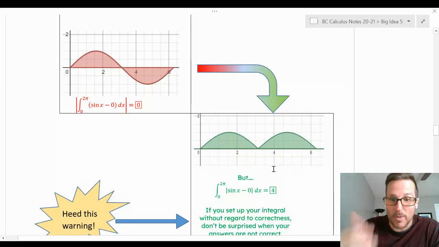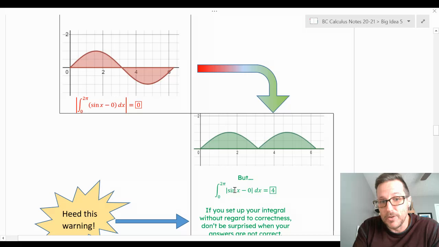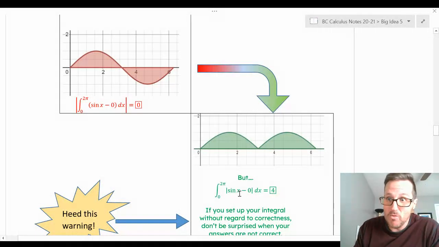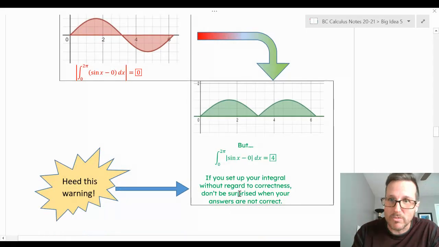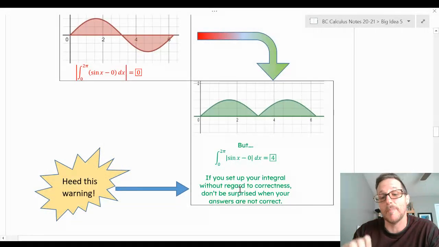Now, if you do it the right way, let's say you take the absolute value of sine of x minus 0, more on that later, you get a total of 4. Now, I'm no math teacher or anything, but 0 and 4 are not the same in my book. We get two totally different answers, so don't just make your final answer positive. Make sure you take care in setting up the integral correctly.